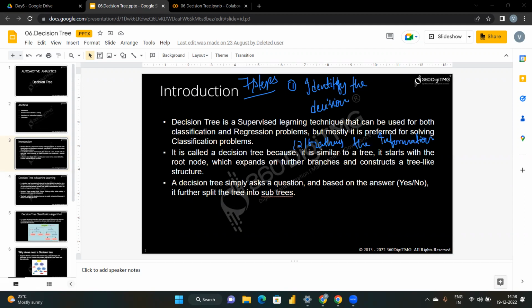So as we know, we have 7 steps in decision making. We have identifying the decision and gathering the information. We'll be having identifying alternatives, and we'll be having weigh the evidence. And the fifth one will be choose among alternatives.